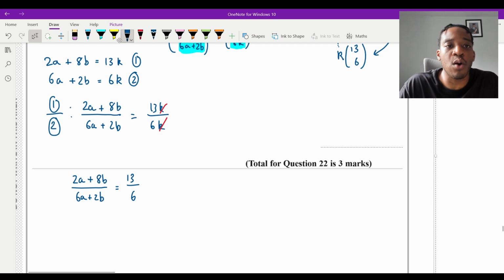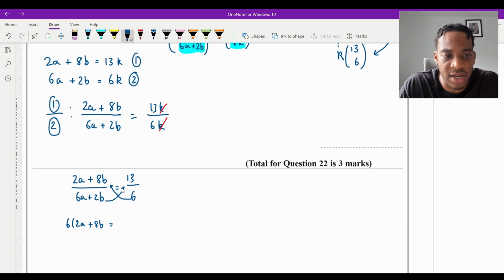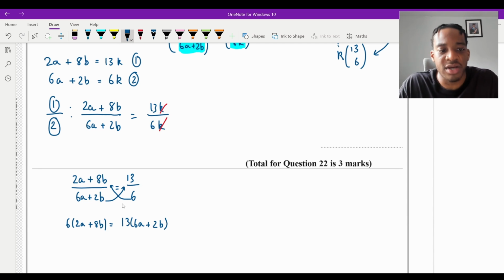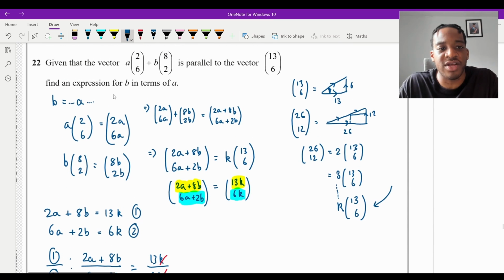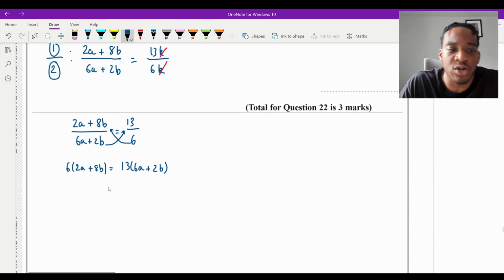So what we can do is cross multiply, can't we? So we're going to do the 6 times this numerator here. It's going to be 6 bracket 2a plus 8b. And this one is going to be 13, and then it's going to be 6a plus 2b. I forgot the bracket here. Now remember, the question asks us to find the expression for b in terms of a. So we just need to get b on its own. So let's multiply these together and see what we get.